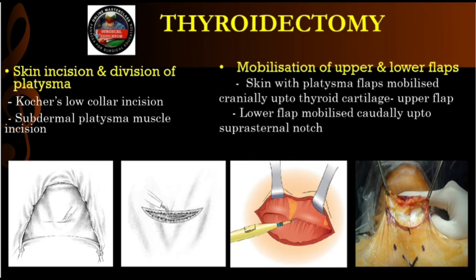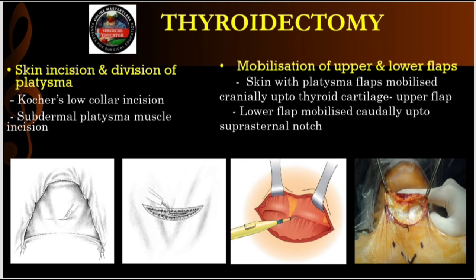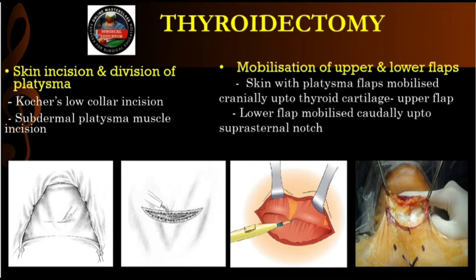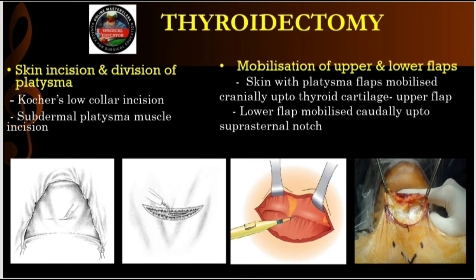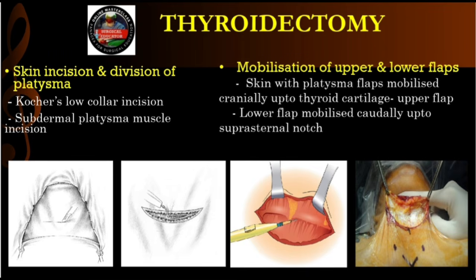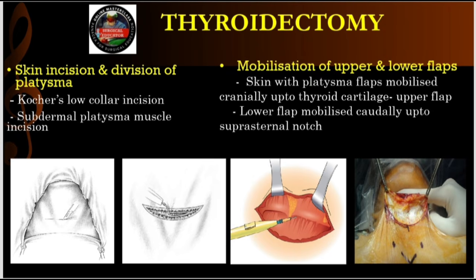So we divide it horizontally, and then we have to create our working envelope by mobilizing the upper and lower flaps. We have to lift the roof off. We grasp the upper edge and dissect all the way up to the Adam's apple, the thyroid cartilage. And the lower edge down to the suprasternal notch. But wait, if you peel a massive flap of skin from the chin down to the collarbone, aren't you tearing all the blood vessels that keep that skin alive?